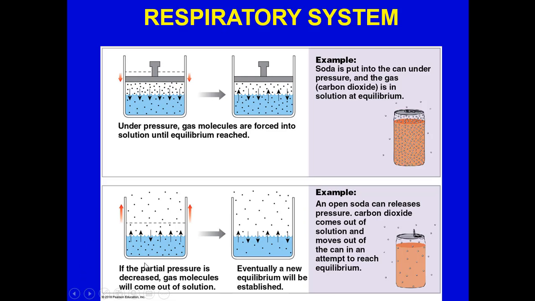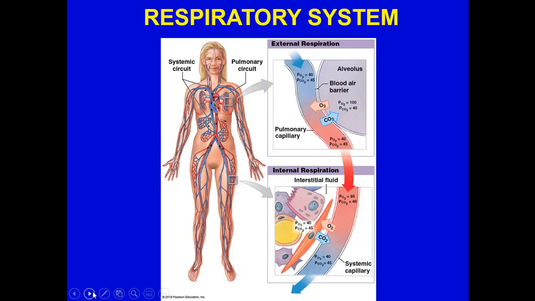But suddenly, if you look at the lower one, I decrease my pressure. The partial pressure is decreased, so the gas molecules are going to come out of solution. Boom. Eventually you have a new equilibrium. Open the soda can, you get psh. The gas pressure here will drop, and as it drops, the gas dissolved in this liquid will also decrease. A certain amount of the gas will escape in the form of carbon dioxide bubbles.